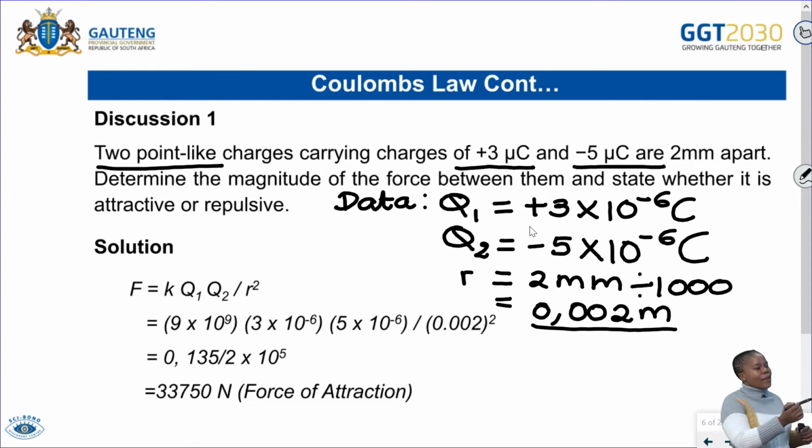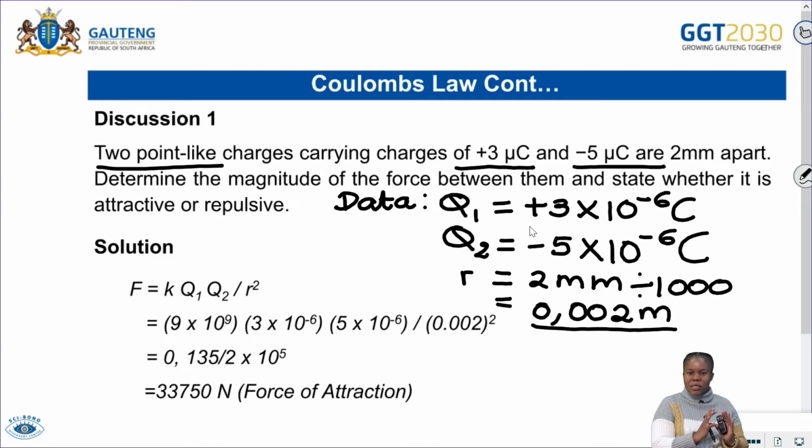You put everything that is a numerator on top, and it gives us 0,135. Then we divide by 0,02 squared, which gives us 33,750 Newton. And I said this is a force of attraction. How? Because of the nature of the charges that are interacting. We had a positive charge interacting with a negative charge. All right, so that's how easy it is.